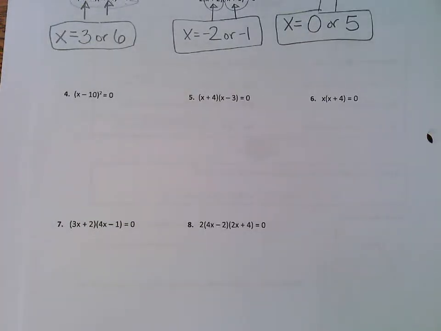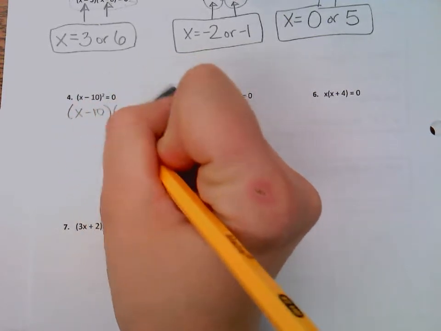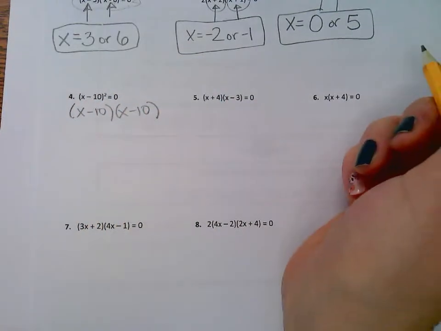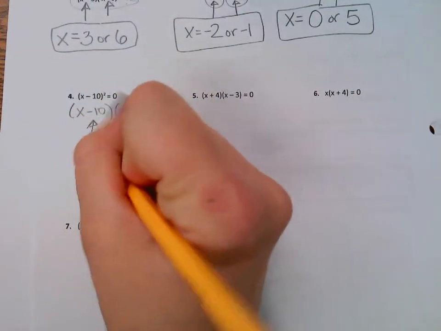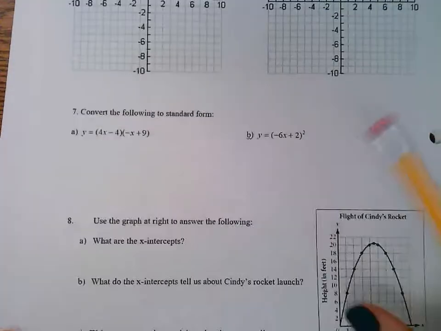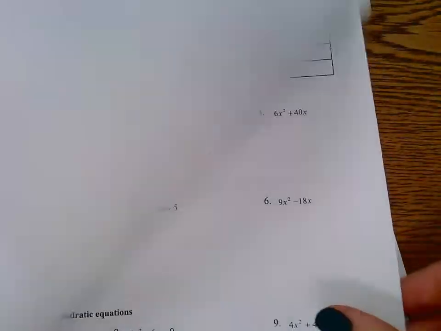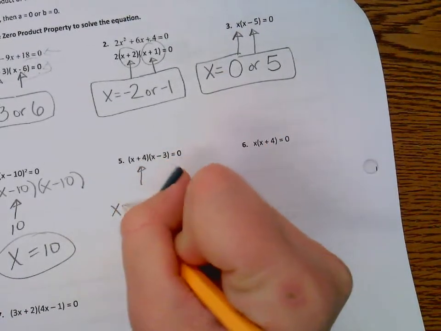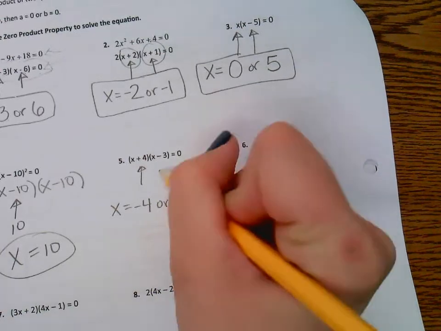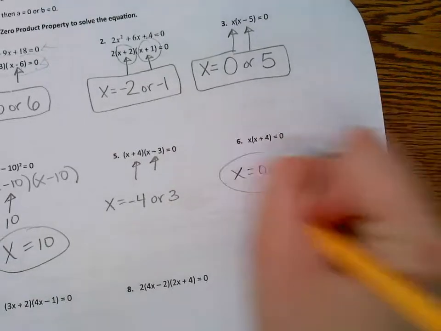All right, now we're going to answer these questions. This could be written as x minus 10, x minus 10, but I don't want you to write out anything or multiply anything. X would have to be 10. So this only has one solution, just like when we graphed on this page and we only hit the x-axis in one point, there might be some situations where you only have one x-intercept. All right, you should have gotten that x could be -4 or +3. X could be 0 or -4.